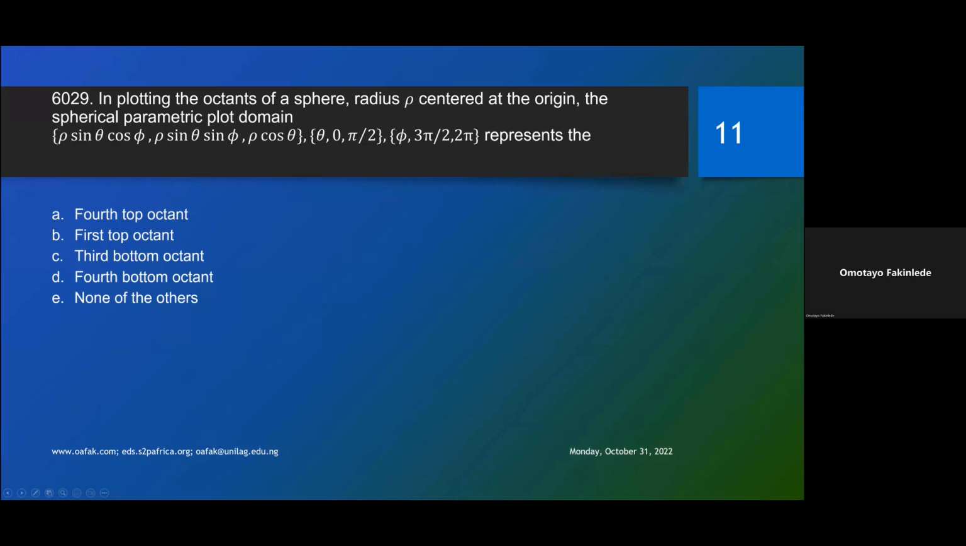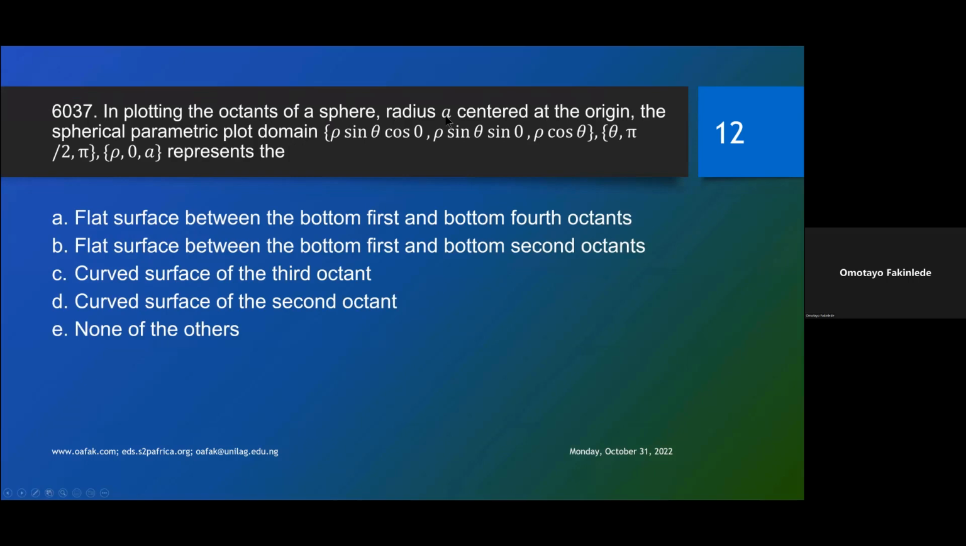This is again the same thing. In plotting the octants of a sphere, radius a, centered at the origin, the spherical parametric plot is rho sine theta cos phi, rho sine theta sine phi, and rho cos theta, with theta going from pi over 2 to pi, and rho going from 0 to a. It represents the flat surface between the bottom 1st and the bottom 4th octant. So that is a vertical plane. That's going to give you a vertical plane.